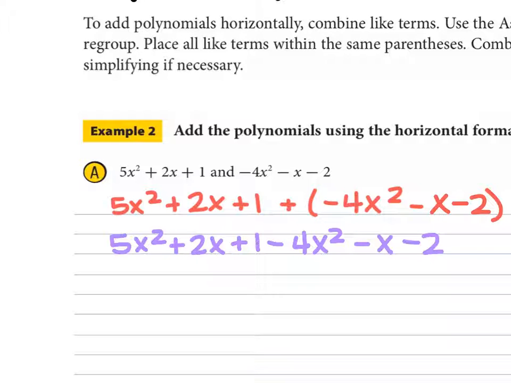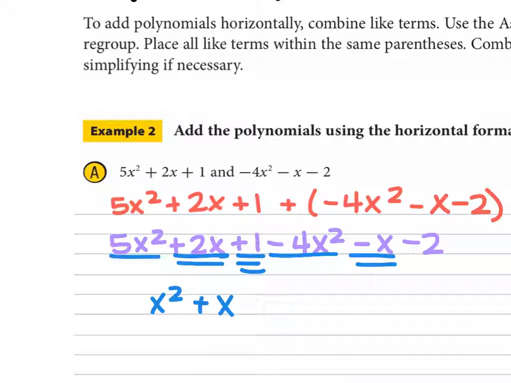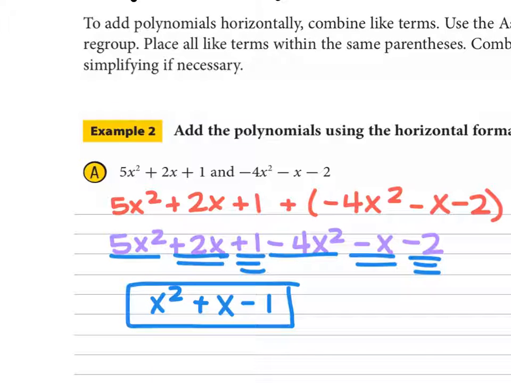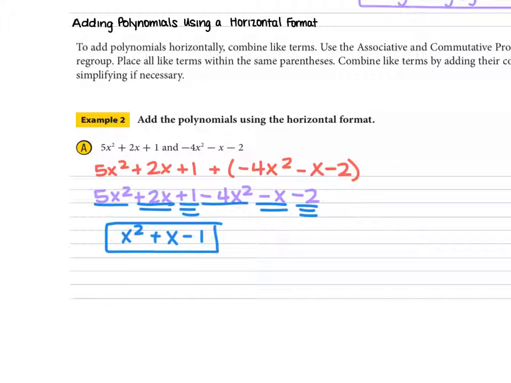Now you want to keep the sign in front of the term with the term, because it'll tell you the operation to do that you are combining with the other. The 5x squared matches with the negative 4x squared, so 5x squared minus 4x squared is just x squared. The 2x matches with the negative x, so 2x minus x is just x. And then 1 matches with the negative 2, so 1 minus 2 is negative 1. So x squared plus x minus 1 is our solution for this one.